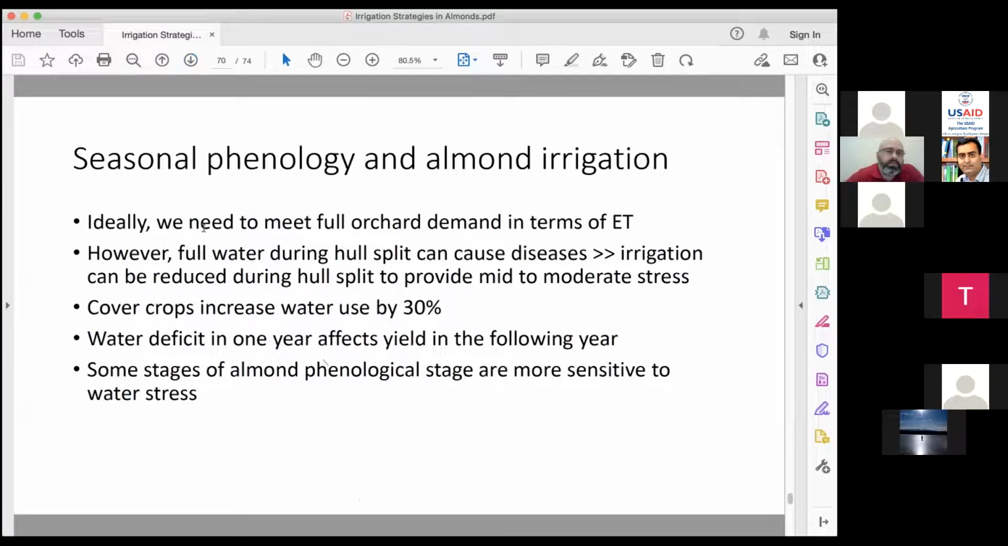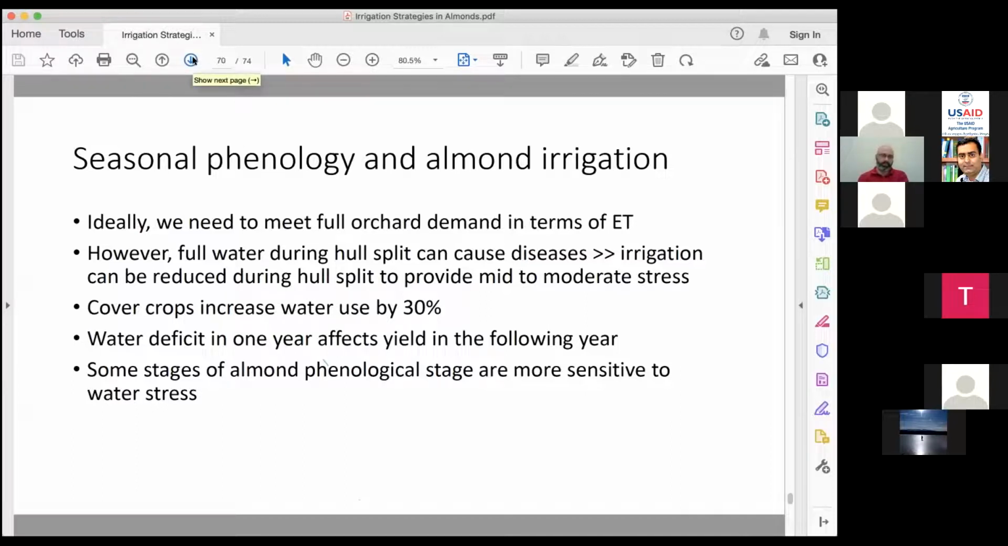We went over the seasonal phenology. Ideally, we need to meet full orchard demand in terms of the evapotranspiration. However, full water during the hull split can cause diseases. We already went over this. And then if we have cover crops, that increases our water use by 30%. Water deficit in 1 year affects yield in the following year. That's another point that we are summarizing.